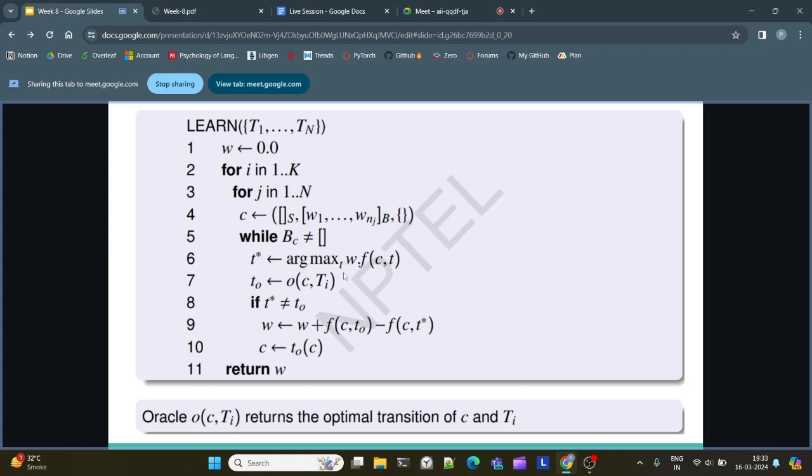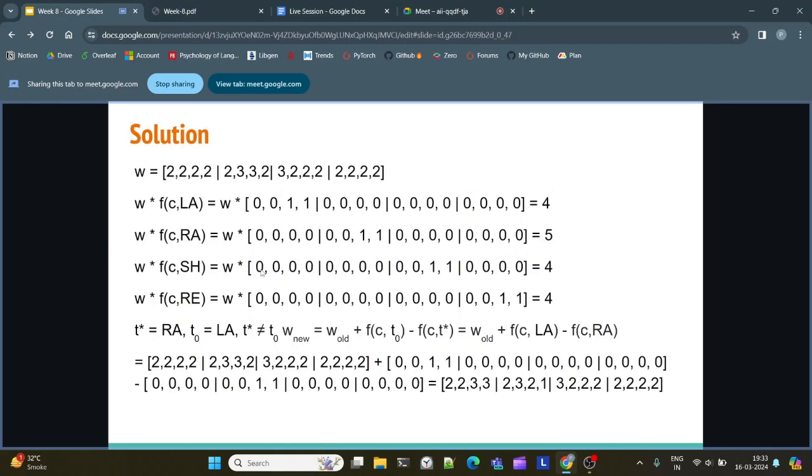So what are the transitions in my transition-based dependency parsing algorithm? It's left arc, right arc, shift, and reduce. So for all four values of the transition, I compute this: the weight multiplied by the corresponding feature vector, and then we see which transition gives the maximum value. That would be the predicted transition. So that is what we are doing over here.